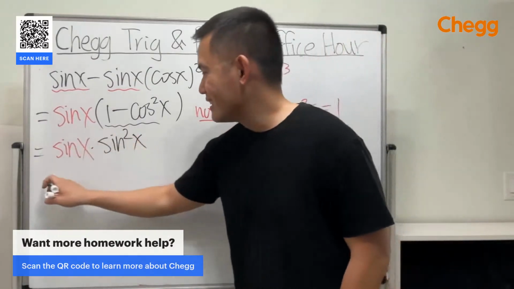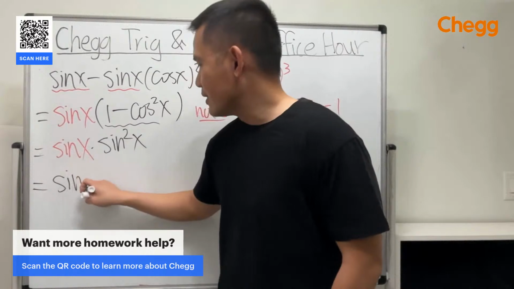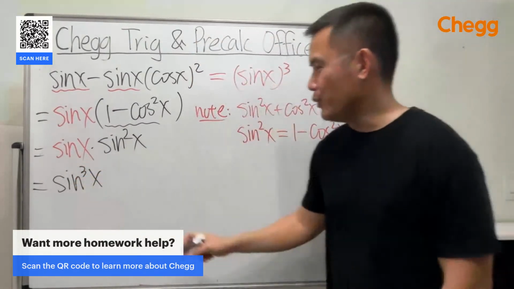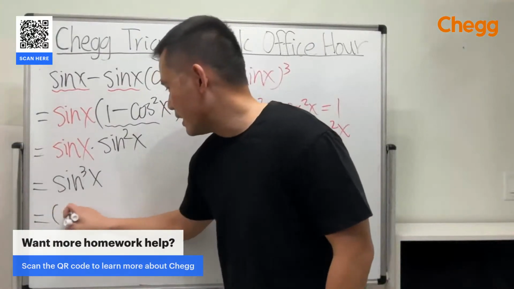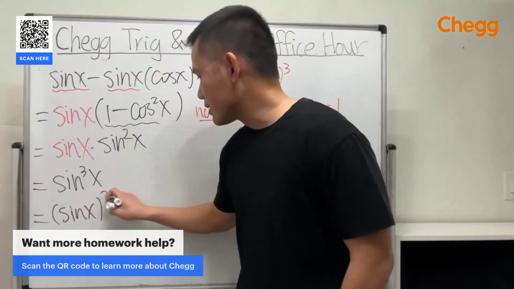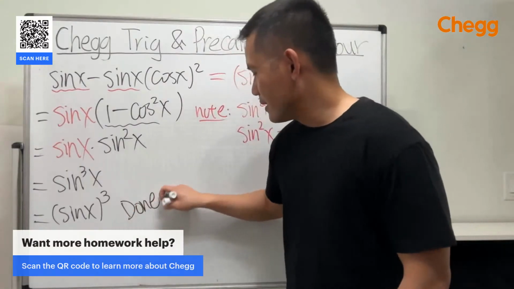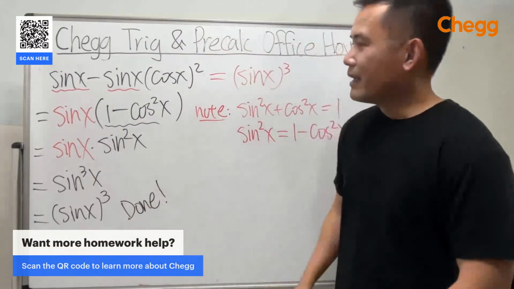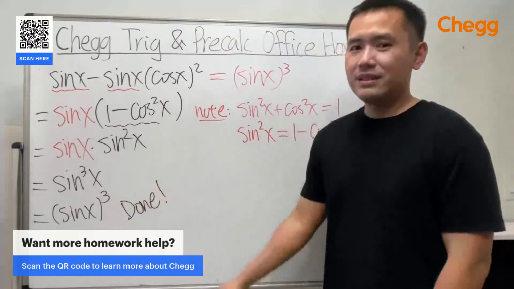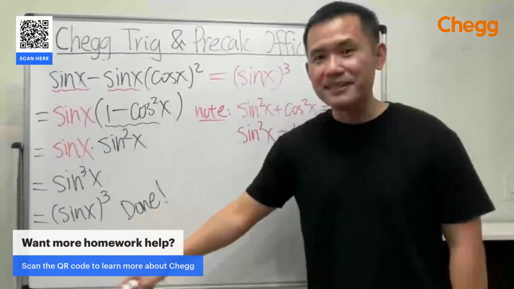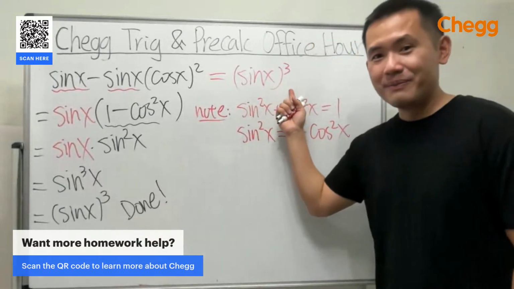Add the powers. This right here is just sine to the third power of x, which is the same as that. If you would like, you could also have put it as sine x to the third power, and then we're done. So put down done, just like this. The reason I didn't box it is because for doing this kind of question, you have to make sure you show all the steps, so you cannot just put down the answer right here.